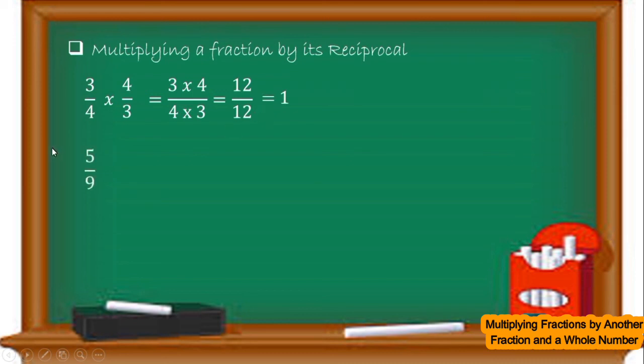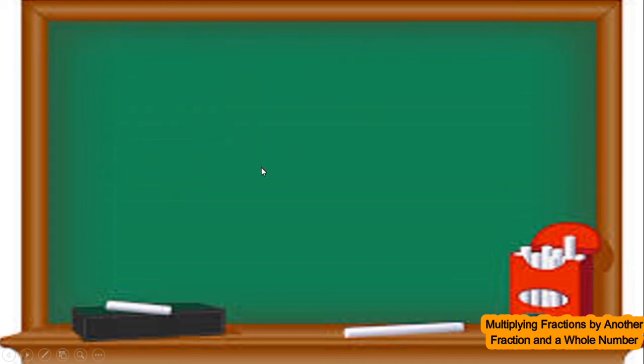Another example. 5 over 9. What is the reciprocal of 5 over 9? 9 over 5. Then multiply. 5 times 9, 9 times 5. So 5 times 9 is 45 and 9 times 5 is 45. So 45 divided by 45 is 1.